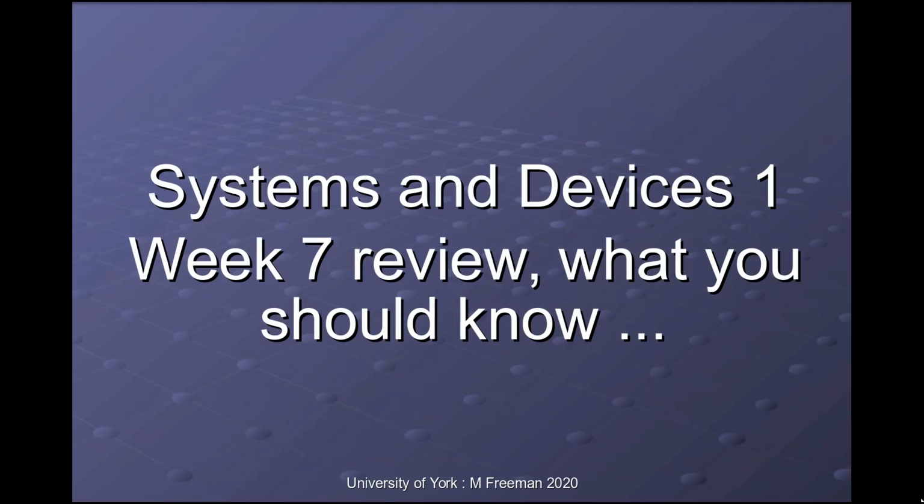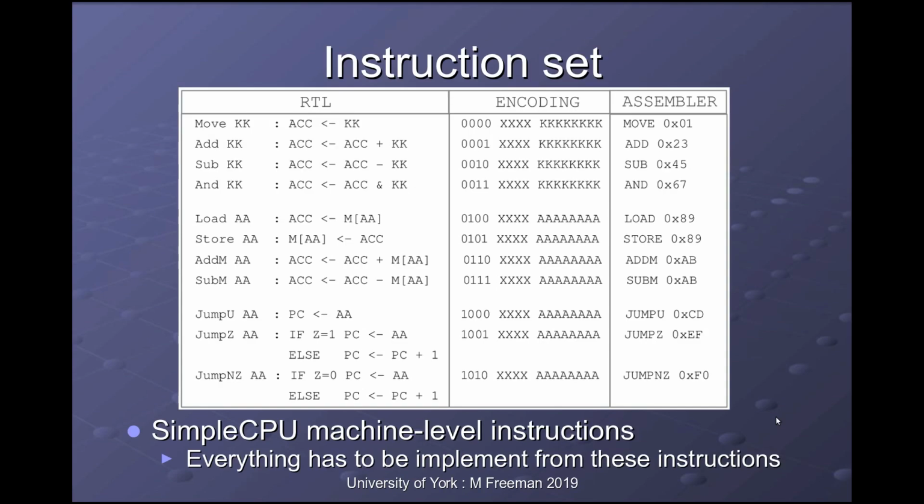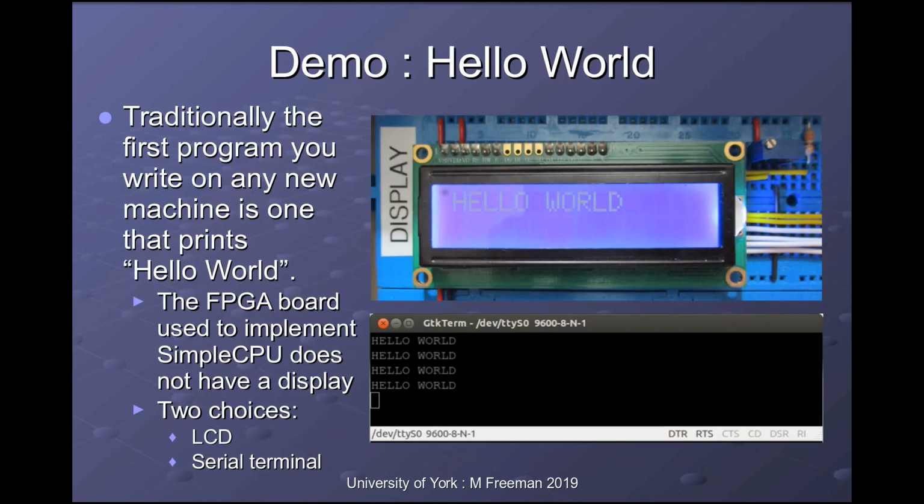Okay, System Devices 1, Week 7 review, what you should know by the end of the week. So in this week's lecture, we look at how we can use our instructions to actually implement something in the real world that does something useful. What we're going to look at, as always, when you have any new machine, is printing Hello World to the screen. So for the simple CPU, you've got two choices.